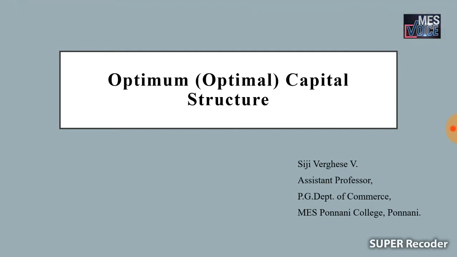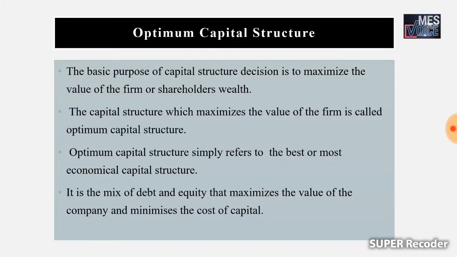Let's see the optimum capital structure. Every company expects to have an optimum or appropriate capital structure. The purpose of the capital structure decision is to maximize the value of the firm, to maximize shareholders' wealth. So, what is an optimum capital structure? It is the capital structure which maximizes the value of the firm. It refers to the most economical capital structure.